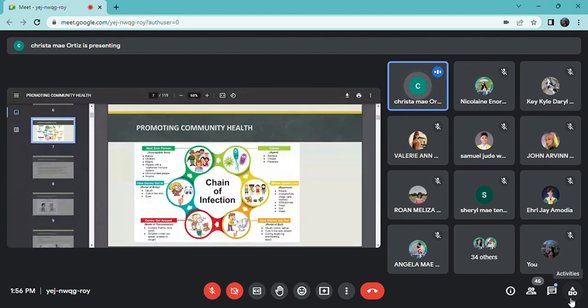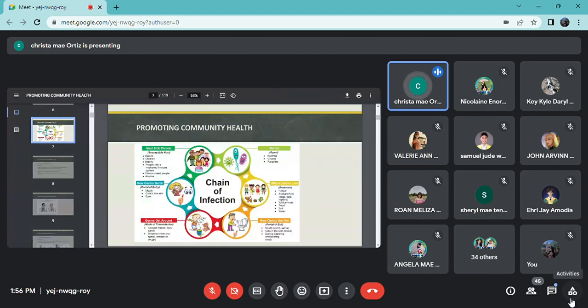It could also be droplets. Halimbawa, nag-conversation kayo ng friend mo. Kasi hindi mo alam, halimbawa, si friend mo may ubo. Tapos pag ubo niya, nagkaroon ng mga droplets. Tapos pwede mo ma-inhale ngayon yun, yung droplet na yun. Yung droplets is yung mode of transmission niya.